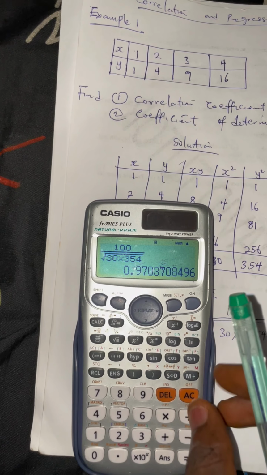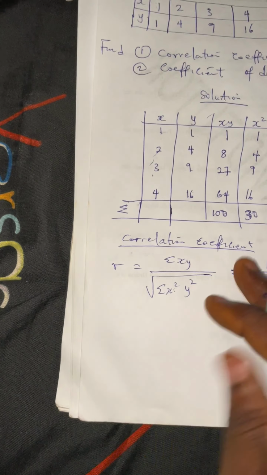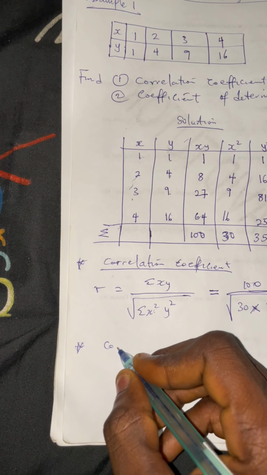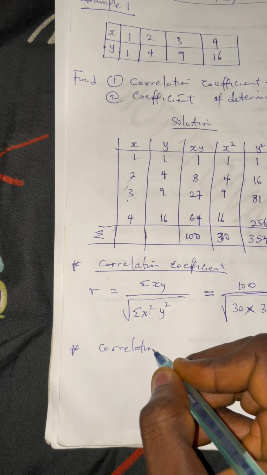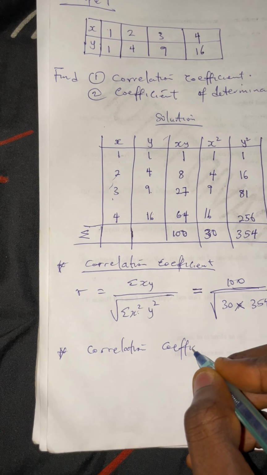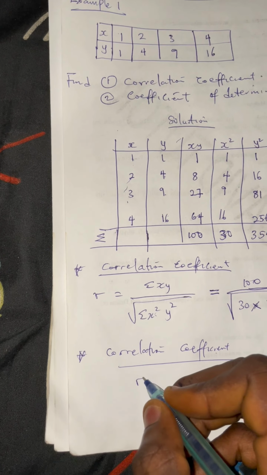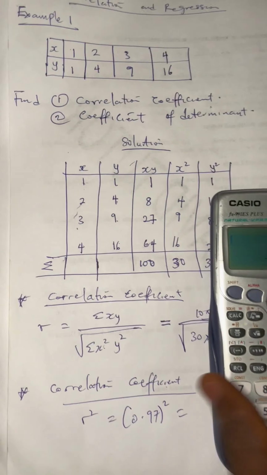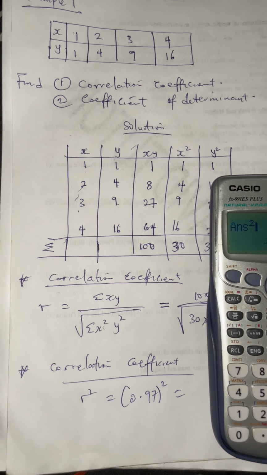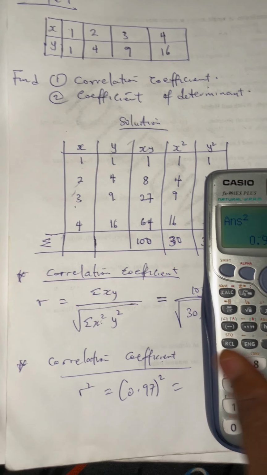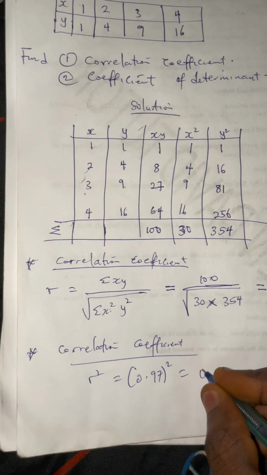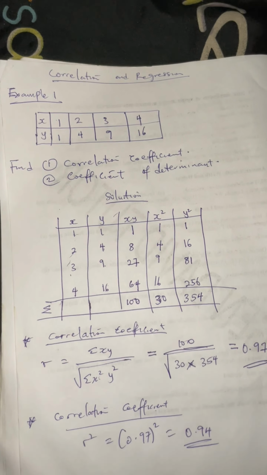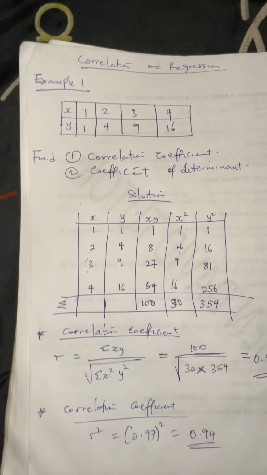Now if we have this to be 0.97, then what's our correlation coefficient? That's the second question. Correlation coefficient. That's r square. That means we have 0.97 all square. We have the answer. We have it to be 0.94. So this is 0.94. Now, this is how to do the one of the lower case.